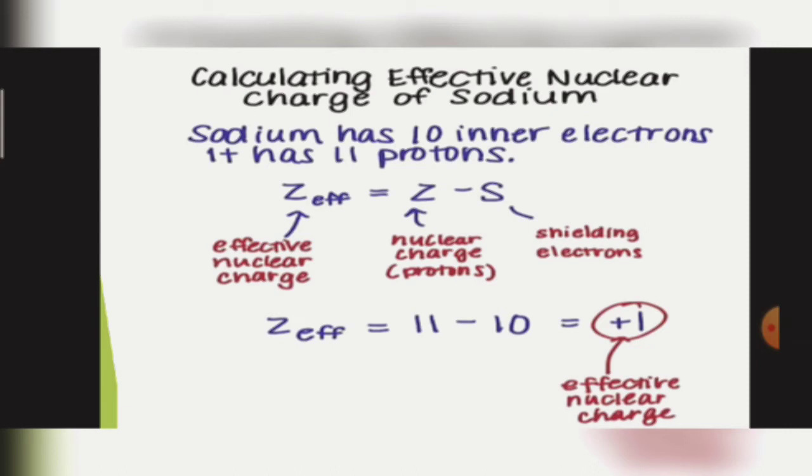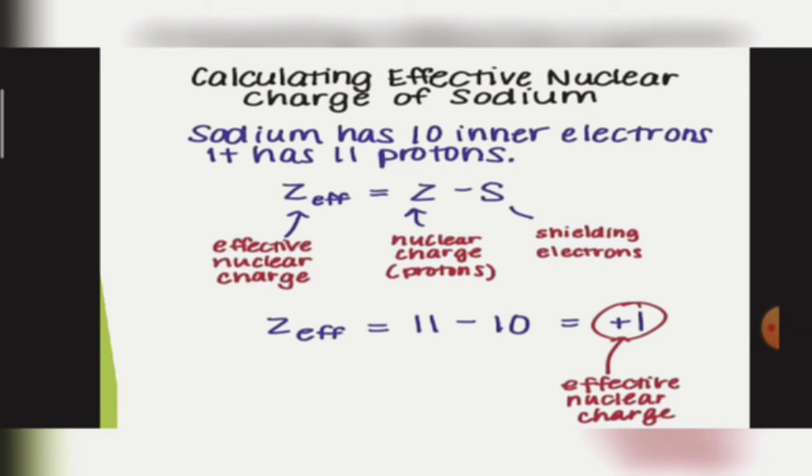What does it mean? In this calculation of effective nuclear charge, we will only consider inner electrons and will not consider outer electrons. The one electron present in the outermost shell of sodium we will not consider, because outer shell electrons don't feel the influence of the nuclear charge. So the effective nuclear charge of sodium will be equal to +1.